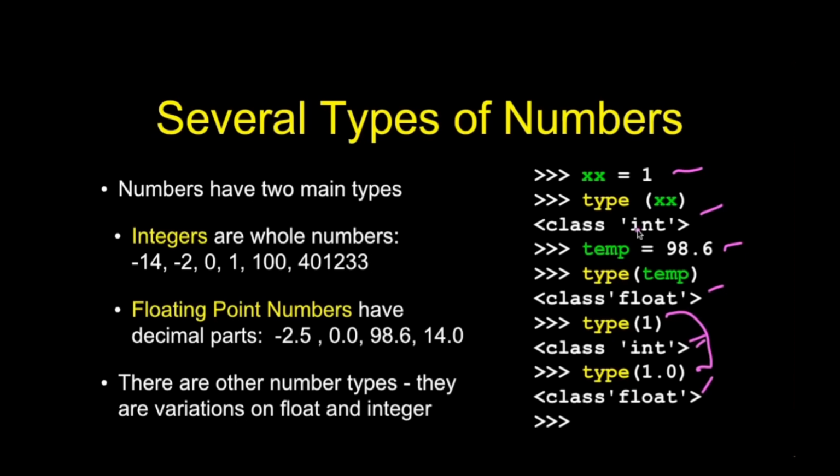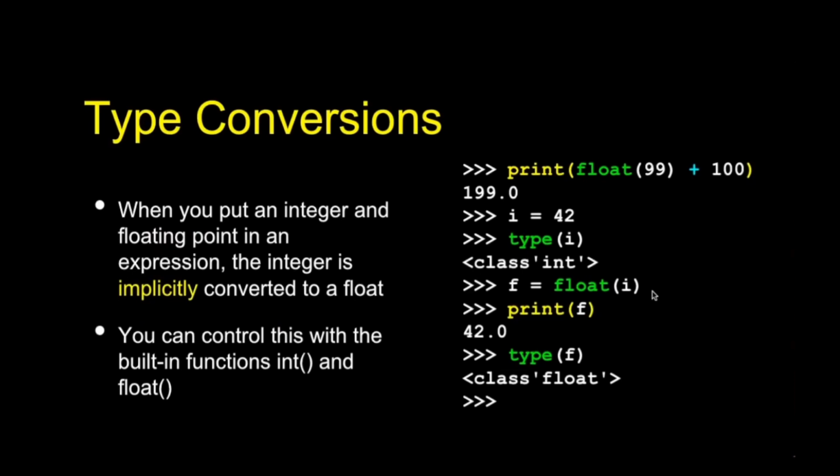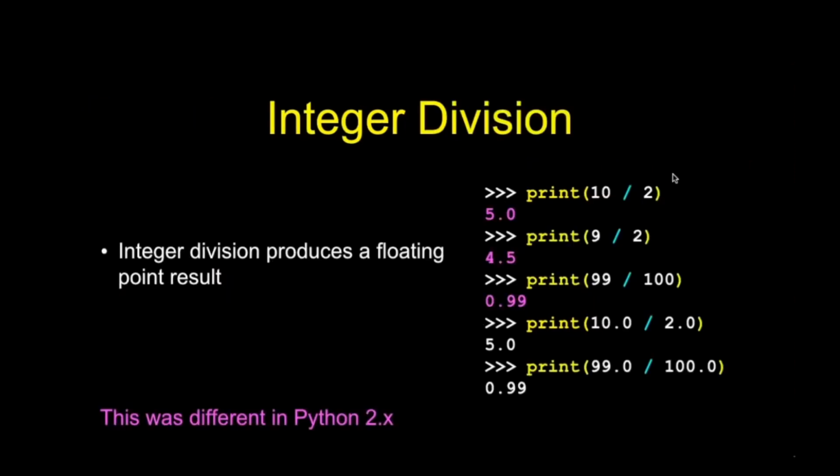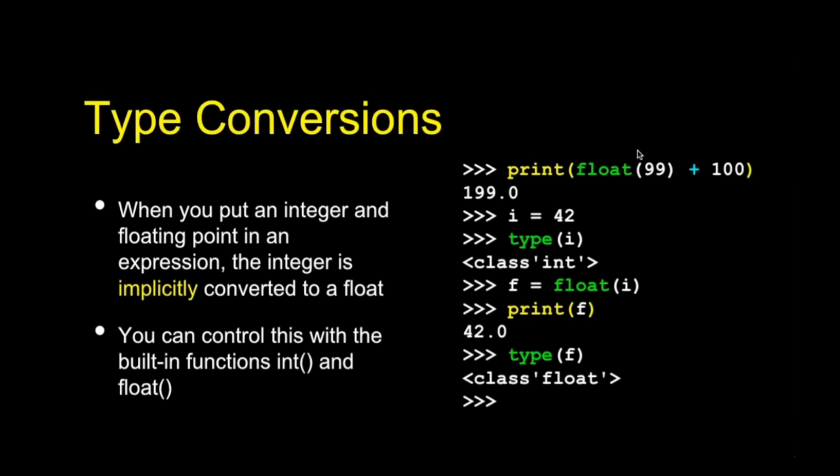And I'm just asking over and over again, what is the type of what's in XXX, what's the type of what's in temp, and what's the type of the constant 1, and what's the type of 1.0. You can also use a set of built-in functions like float and int to convert from one to another. So this basically says, I want to convert 99 to a floating point number. So this is a function and it's participating in this plus, but before it can finish the plus, it turns this into a 99.0. The difference between 99 as an integer and 99.0 is that it's a floating point number.